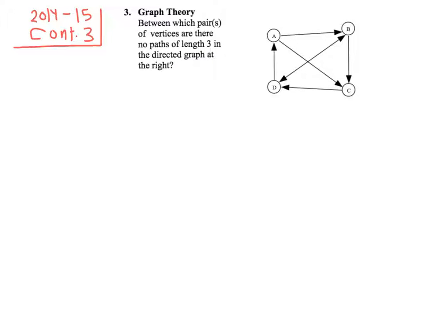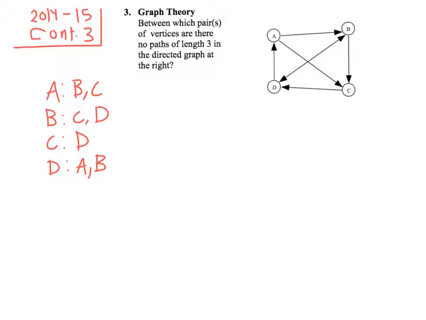To start this problem, let's write out all the connections. So A goes to B and C, B goes to C and D, C goes to D, and D goes to A and B.